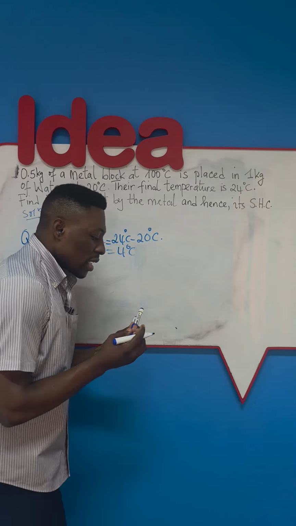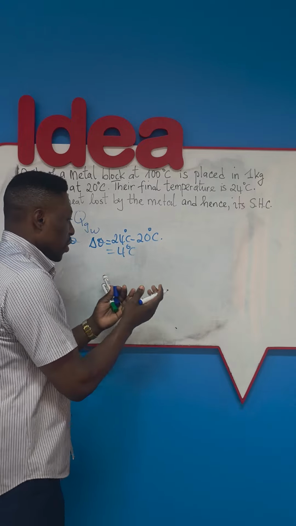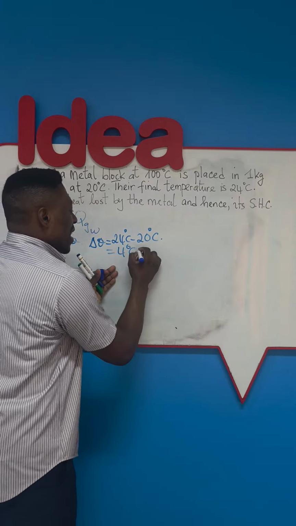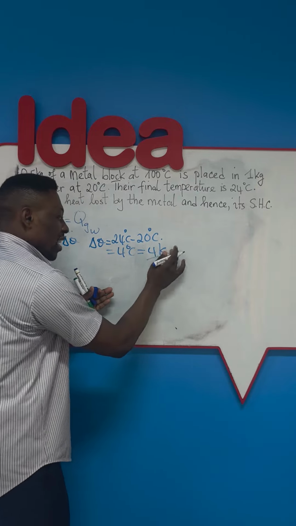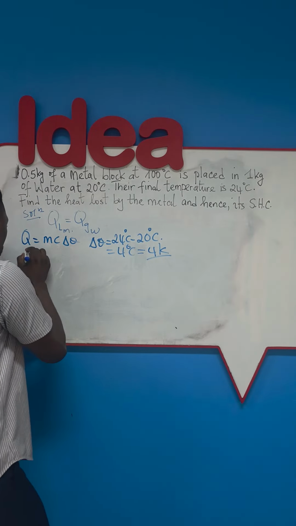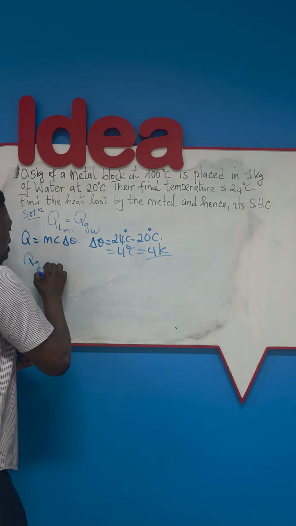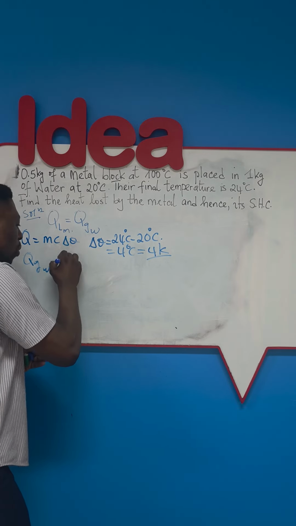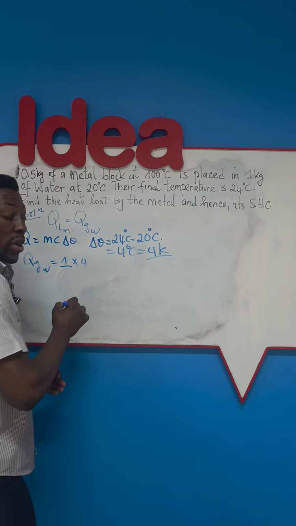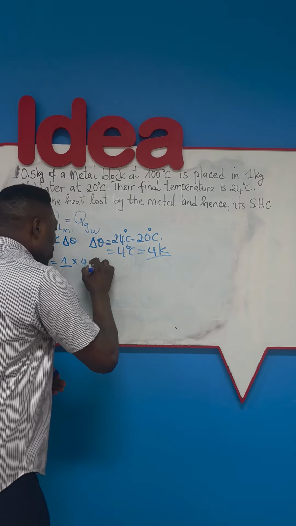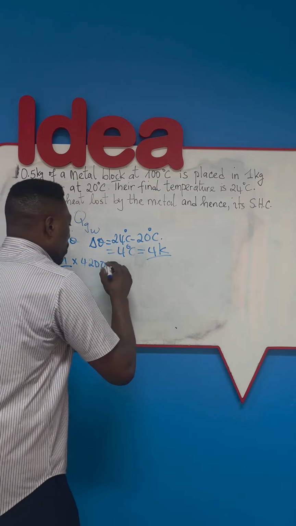Dear friends, the change in temperature, I'm talking of just the change in temperature, in this case which is 4 degrees, is also the same as 4 Kelvin. Follow me more for an explanation on this. It means that the amount of heat gained by the water will be equal to the mass of the water, 1 kg, times specific heat capacity of the water, which we are expected to know, 4,200, and then finally times the change in temperature, which is 4.